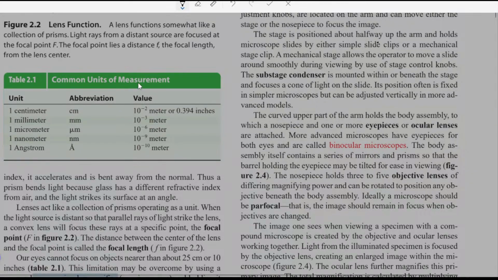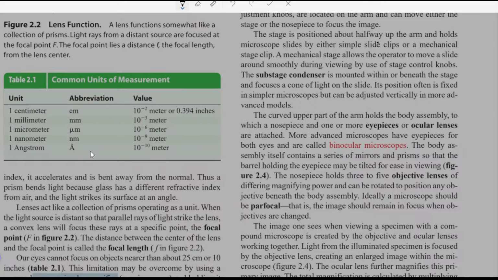Okay guys, what is this? Common units of measurements. We know the micro, nano, millimeter, centimeter. Guys, we know it, right? We don't have to explain it. And we know that centi is 10 raised to the power minus 2, milli minus 3, micro minus 6, nano minus 9, and angstrom minus 10. Guys, we know this. I am pretty good in physics prefixes.